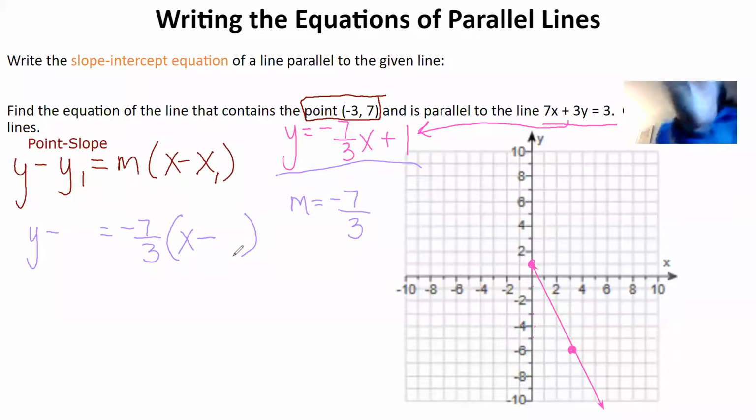The x and the y are just part of the formula. Those are your variables. Now, I've plugged in the slope. The slope always goes in that m spot right before the parentheses.